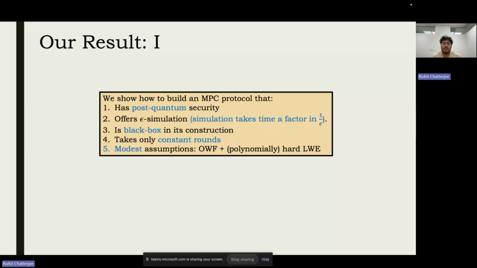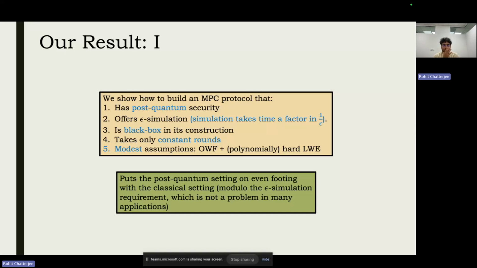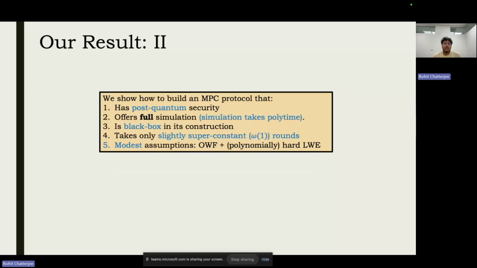And there are a lot of primitives, as in, this is not a very limiting set of assumptions. The consequence is it puts the post-quantum MPC setting on even footing with the classical setting if you are willing to tolerate epsilon simulation, which we said is clearly different. On the other hand, if you really want full simulation, we also have this other protocol that takes whatever super constant parameter you may allow and gives you a protocol of that round complexity with negligibly close simulation. This is the standard notion of simulation.